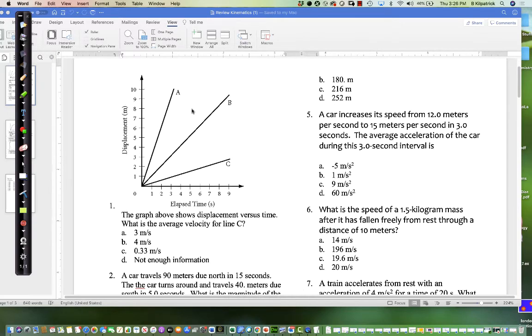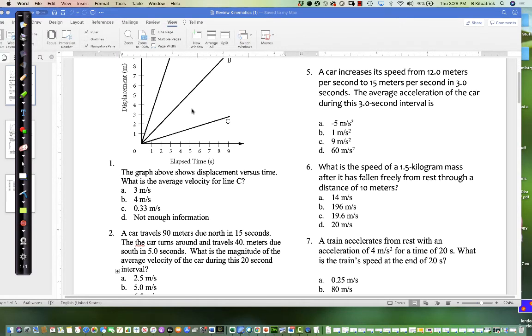So a car increases its speed. I'm not really going to do much with it in the way of this. This is acceleration. So VF minus VI divided by my time. So that's going to be VF was 15. So 15 minus my initial, divided by my time of 3 seconds. And you should get 1 meter per second squared.